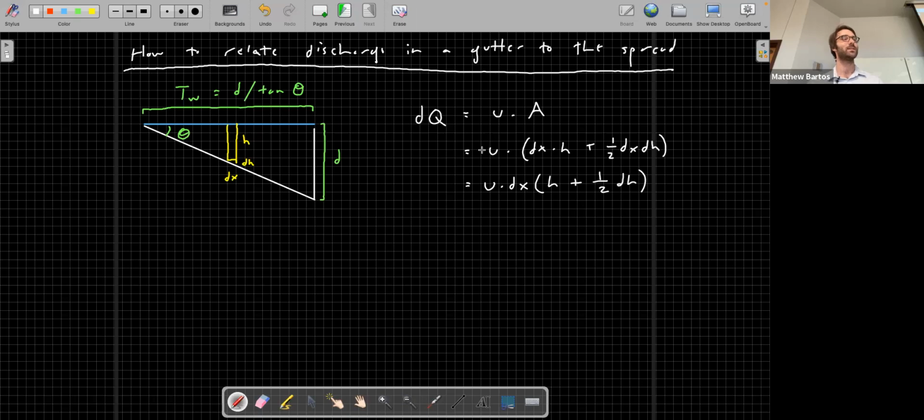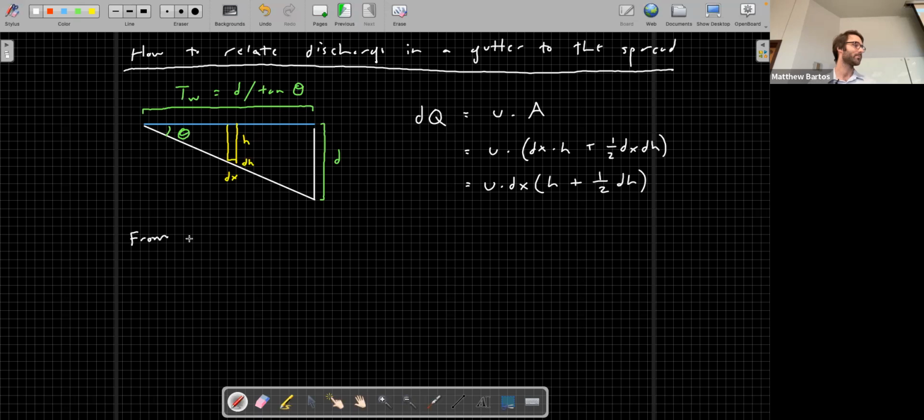What equation do we have that relates the velocity to the flow for uniform flow conditions? Someone said it earlier. We can use Manning's equation to compute this velocity, right? Manning's equation can both be used to compute the discharge, but in its original form, it was relating the velocity of flow to the geometry of flow, essentially. So we can find an expression for u using Manning's equation.